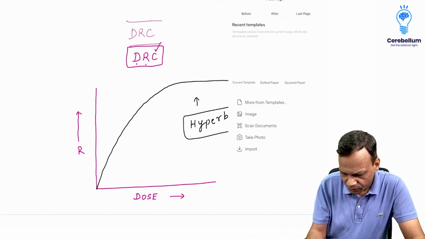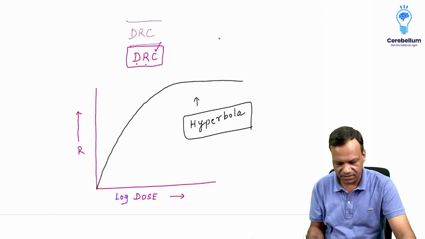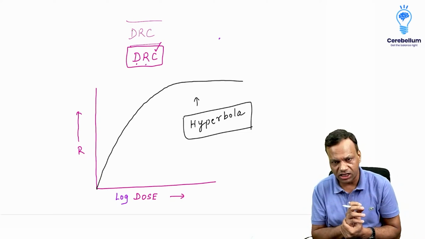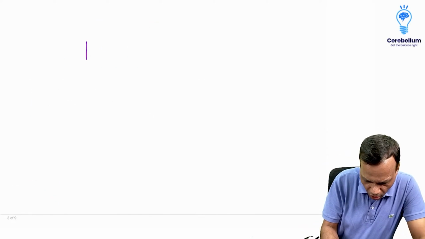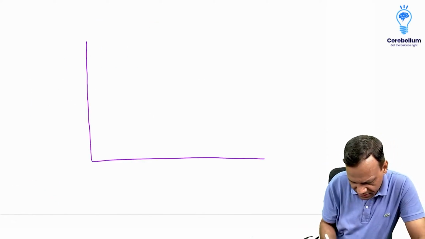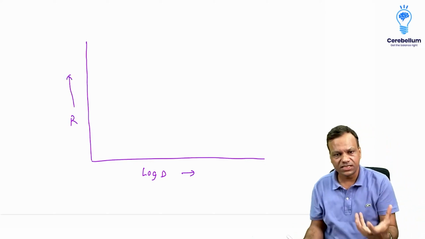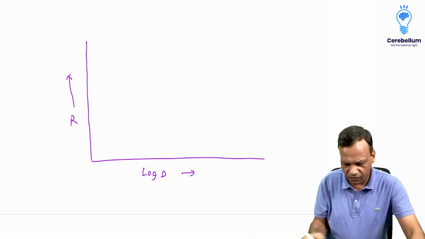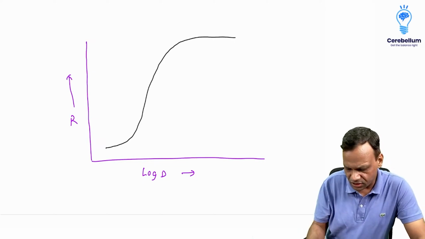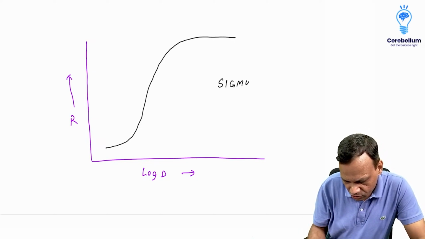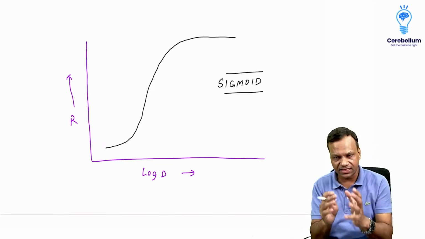What modification do we do? We just add a logarithmic thing on the x-axis. Instead of dose on the x-axis, we take logarithm of dose, and the y-axis remains response. So the shape changes. When we plot a log DRC, on the x-axis there is log dose, and on the y-axis there is response. Now it does not remain a hyperbolic curve. It becomes an S-shaped curve, and this is known as a sigmoid curve. So remember, the shape of DRC is a hyperbola, whereas the shape of log DRC is sigmoid.